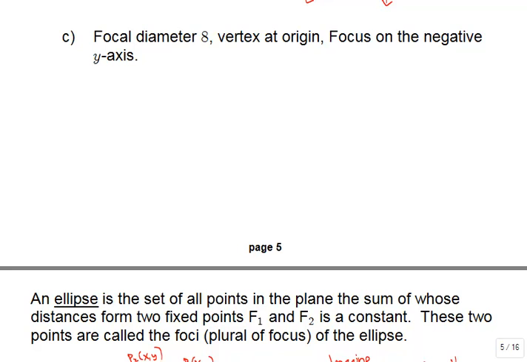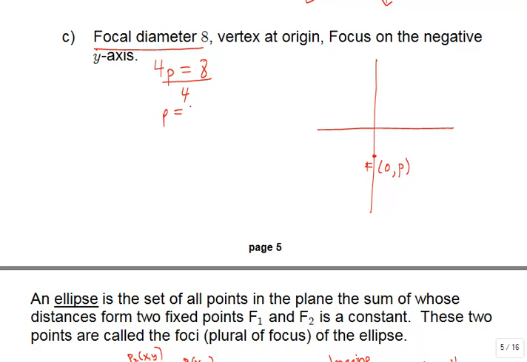Okay, the next one here. Now we want our focal diameter to be 8. We want the vertex at the origin, and we want the focus on the negative y-axis. So if we want the focus on the negative y-axis, that means we want it down here somewhere. And they're not telling me the exact coordinates, but I know that the x-coordinate would have to be 0, and the y-coordinate would be whatever that p is. So do I know what p is? Well, I know the focal diameter. And remember, focal diameter is 4p. And if we want that focal diameter to be 8, then that forces 4p to equal 8.